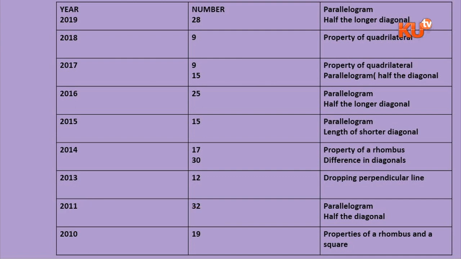Then in 2011, there was no question in 2012. In 2011, it was number 32. In number 32, you are expected to draw a parallelogram. After drawing the parallelogram, then you find half the diagonal. Then lastly, in 2010, the question was number 19, whereby you are expected to give the property of a rhombus and a square.